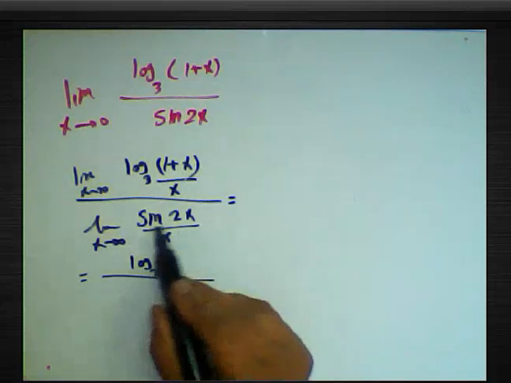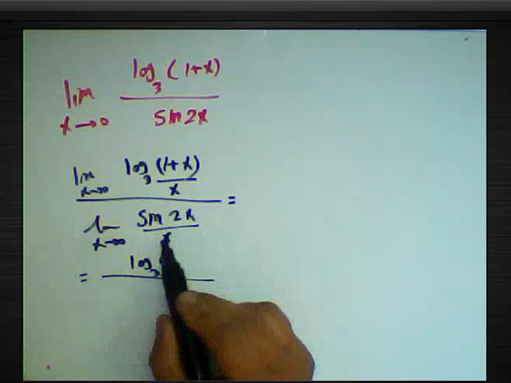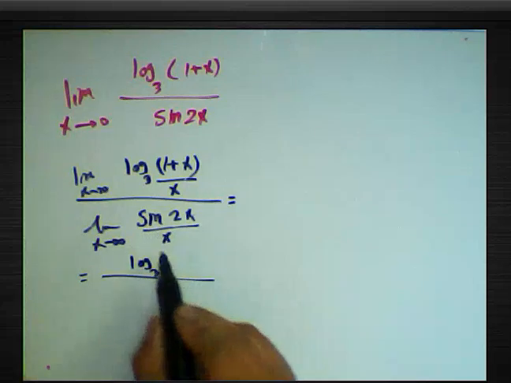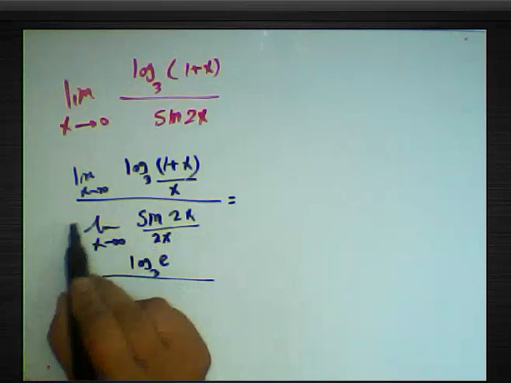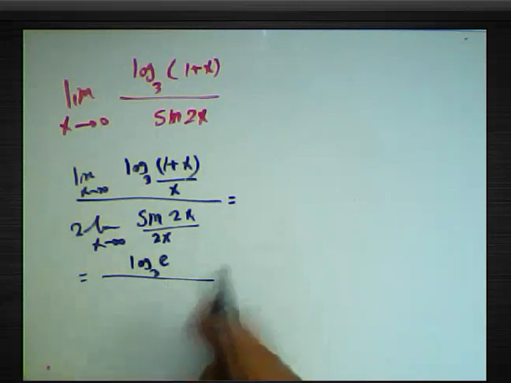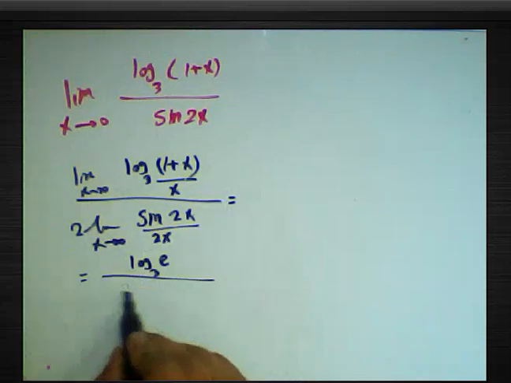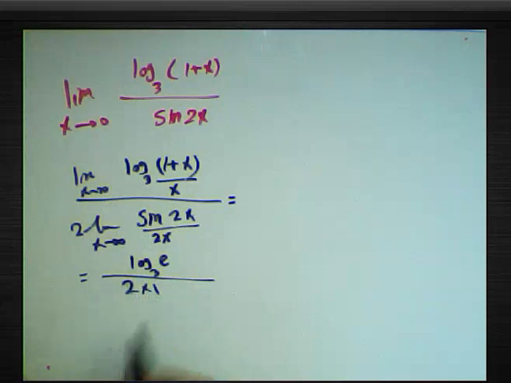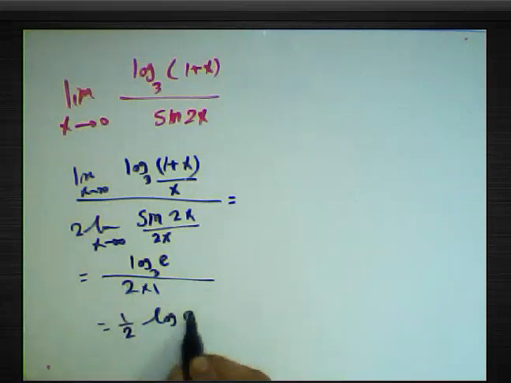And here sine 2x over x, we can write 2 in the numerator and multiplication by 2 outside. The result here will be equal to 1 by using the rule, 1 times 2, so the result will be 2 multiplied by 1. It will be half log base 3 of e.